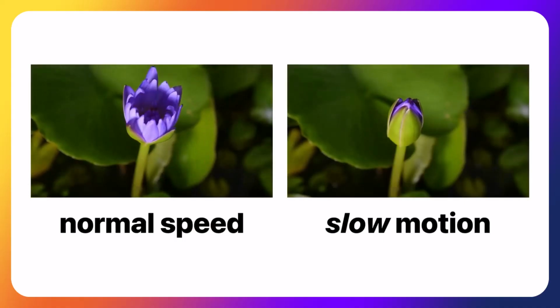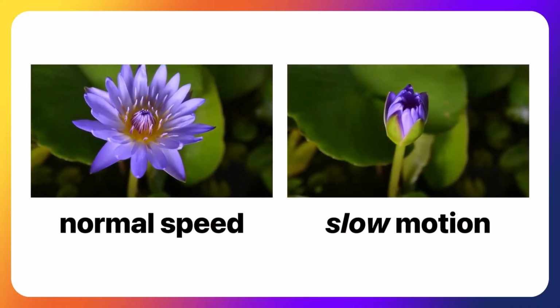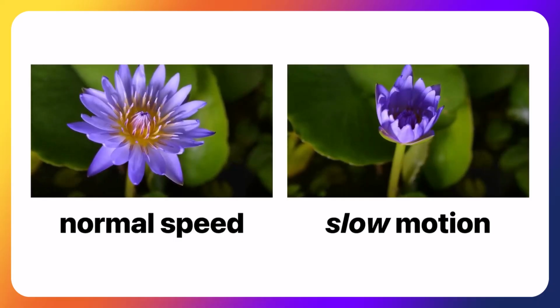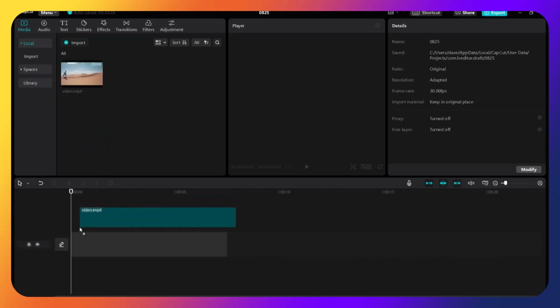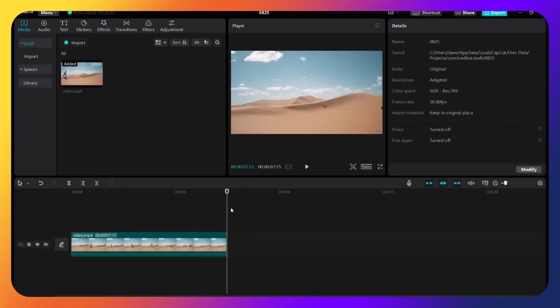If you want to learn how to do slow motion on Capcut, then this video will show you how step by step. So let's use this video as an example. So to do slow motion on Capcut, there are two ways to do it. So I'll show you the first way, which is the easy way.